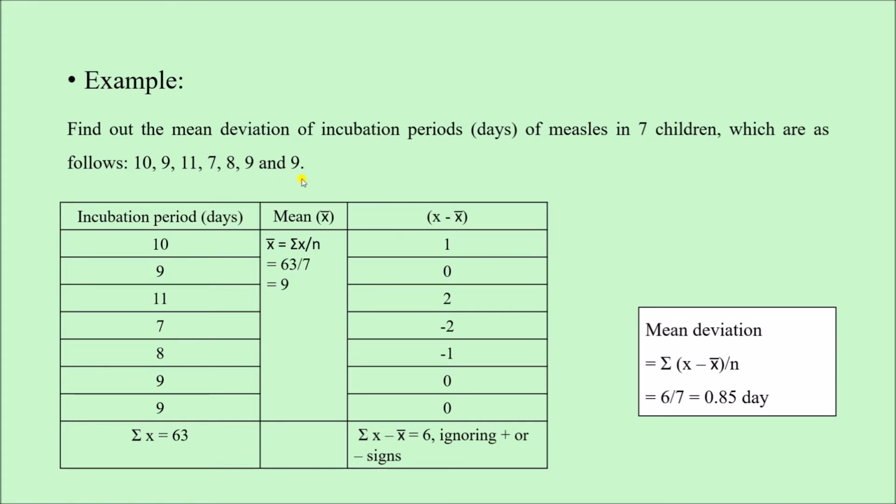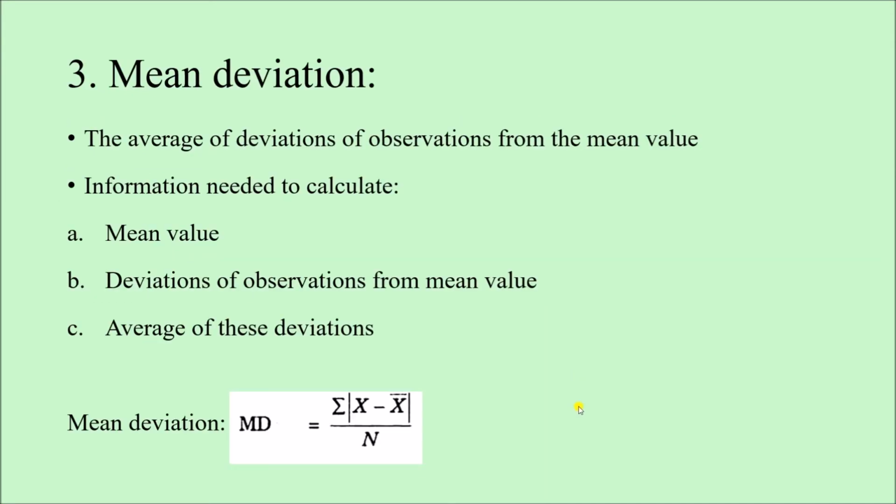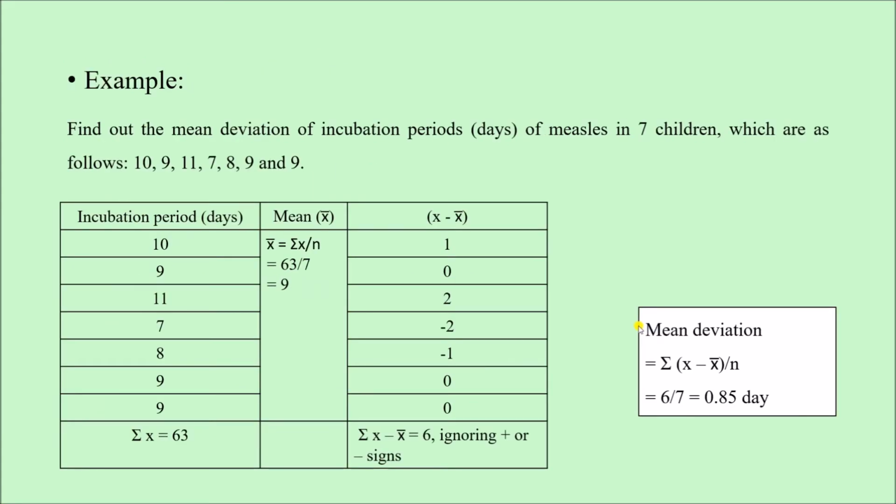In the third step I have to add this deviation, ignoring the positive and negative signs. So if we go back to the formula, we have the mod sign here. That means we are ignoring positive or negative signs. We just want to find out how much deviated these values are from the mean value. It does not matter whether this is a smaller value or larger value as compared to the mean value. So that is why we are ignoring the plus and minus signs. We just have to add these digits. So 1 plus 2 is 3, plus 2 is 5, plus 1 is 6. So that is why summation of |x minus x bar| is 6.